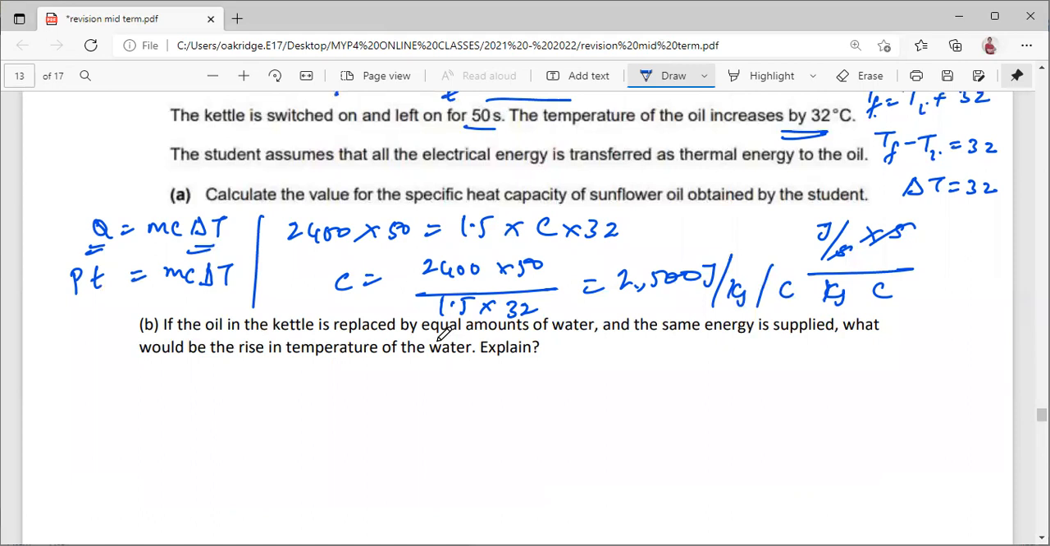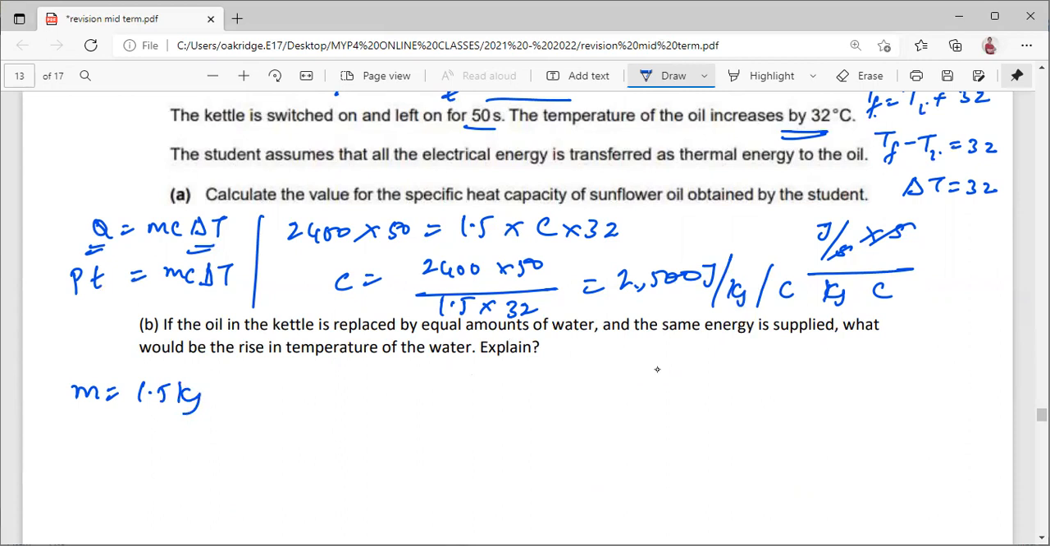Then, if the oil in the kettle is replaced by an equal amount of water and the same energy is supplied, what would be the rise in temperature of the water? Explain. So what we are doing is, I'm going to use the mass of the water to be 1.5 kg.